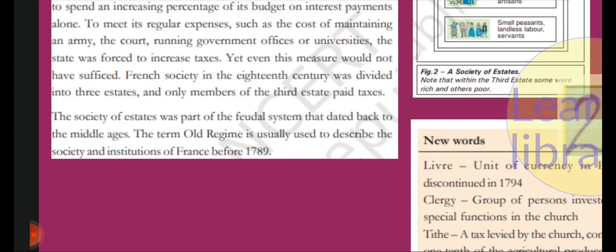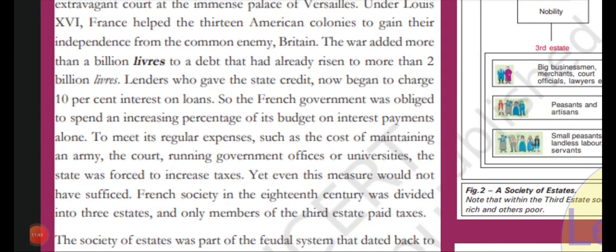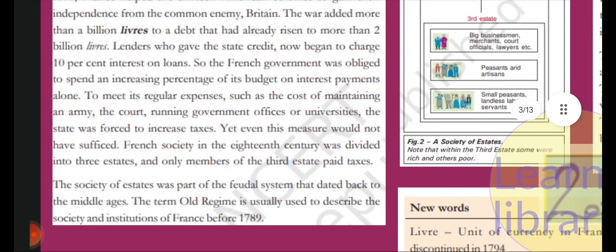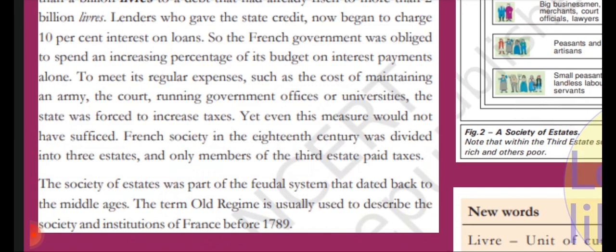Yet even this measure would not have sufficed. French society in the 18th century was divided into three estates, and only members of the third estate paid the tax. So when the king took over the kingdom, a lot of problems were happening at the same time. His court was very huge. The court comprised ministers, a large group, who had to be maintained, and regular meetings had to occur. So it was expensive. Not only that, they were helping the Americans gain independence, which was not an easy act. They had to help monetarily, and with weapons and ammunition. So they had to help another country when they were themselves in a crisis.